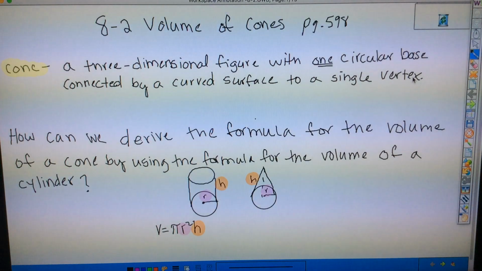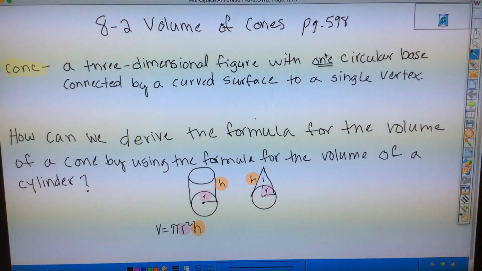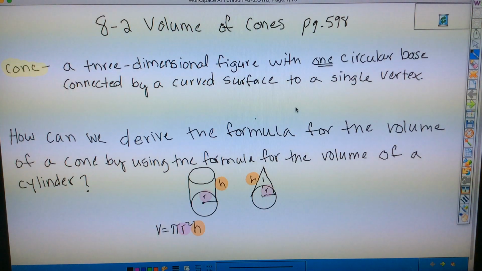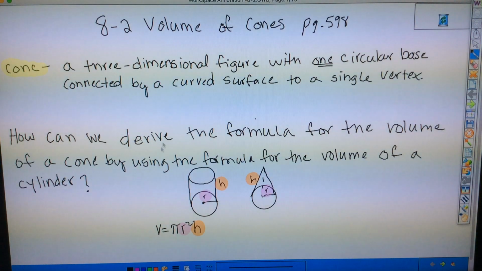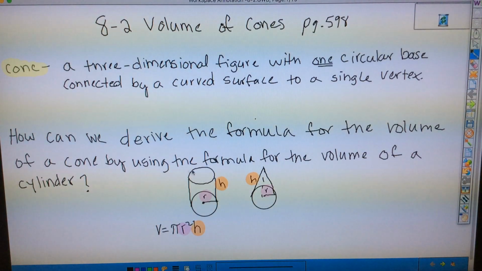Last week we were calculating volume of cylinders. Cylinders have two circular bases. So that's really the key difference here. So my question to you is, how can we derive, meaning how can we come up with the formula for the volume of a cone by using what we know about the formula for the volume of a cylinder?